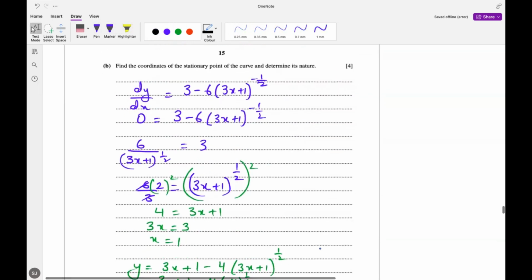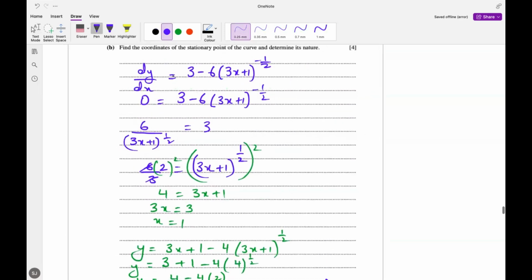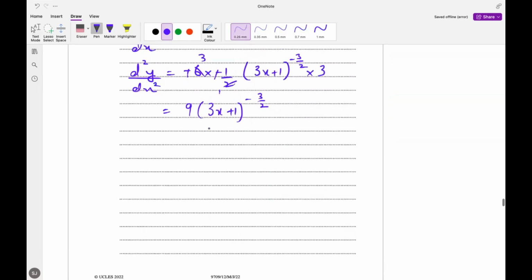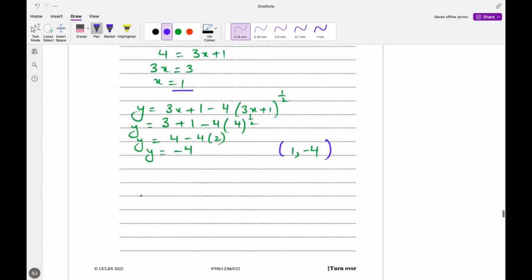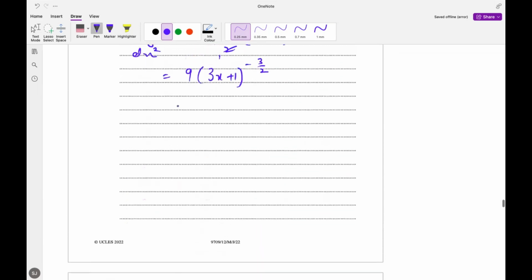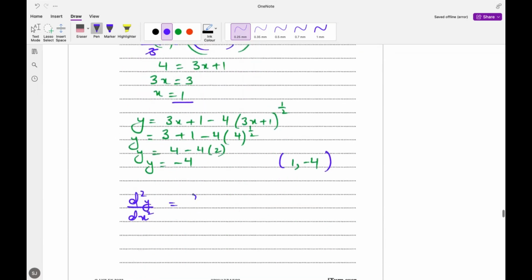And in the last part, we have to determine the nature. To determine the nature, we'll substitute this value of x in the double derivative that we found, which was 9 into (3x plus 1) to the power minus 3 upon 2. Substituting x equals 1, we'll get 9 into (3 into 1, which is 3, plus 1) to the power minus 3 upon 2. So this will be 9 upon 4 to the power 3 upon 2. As this will be greater than 0, the nature will be a minimum point.